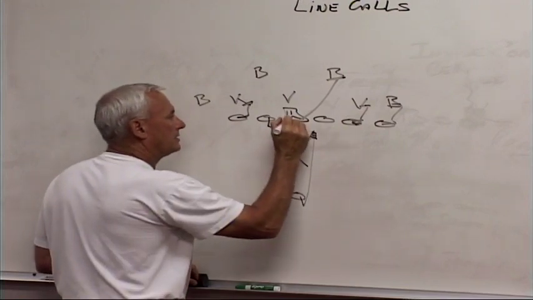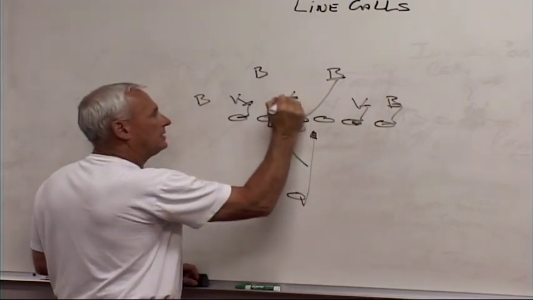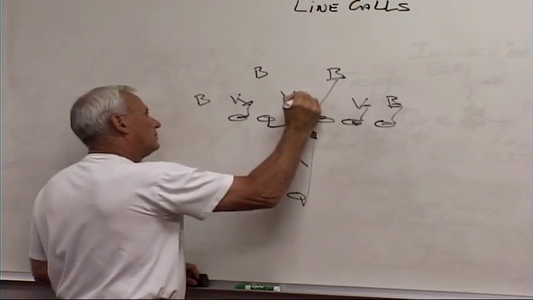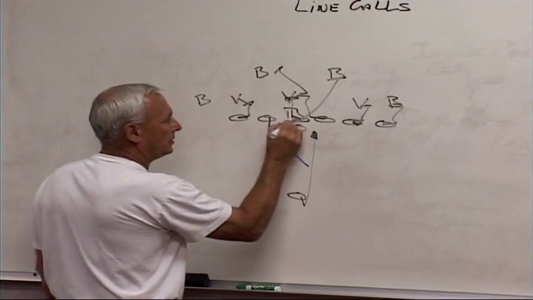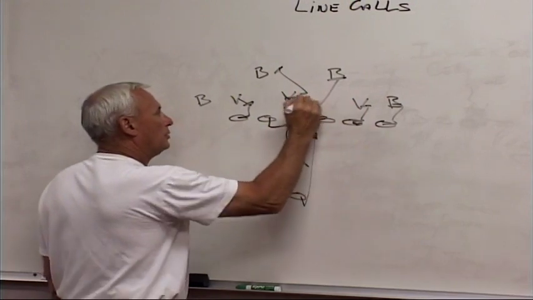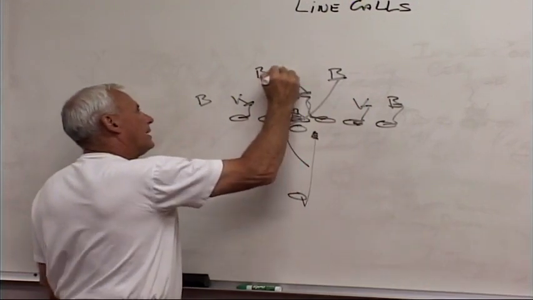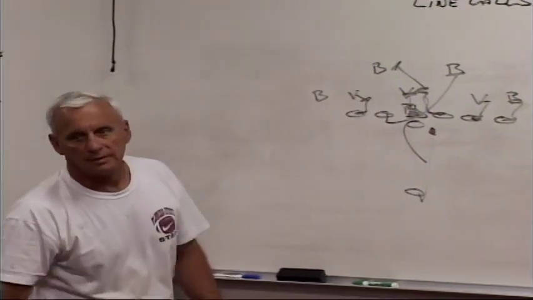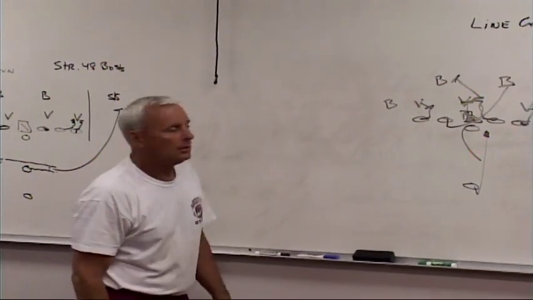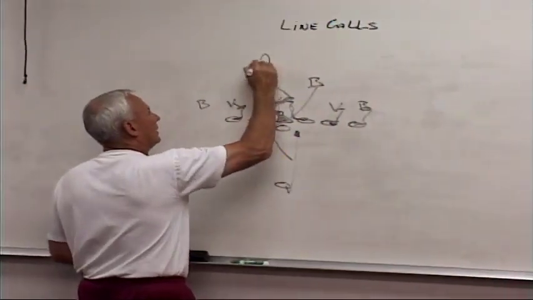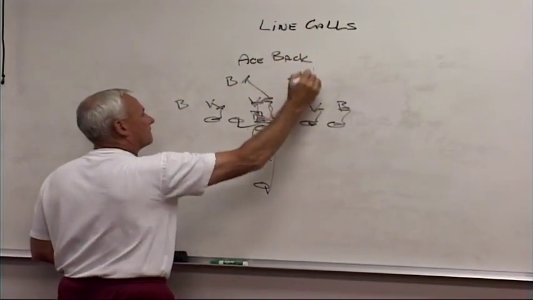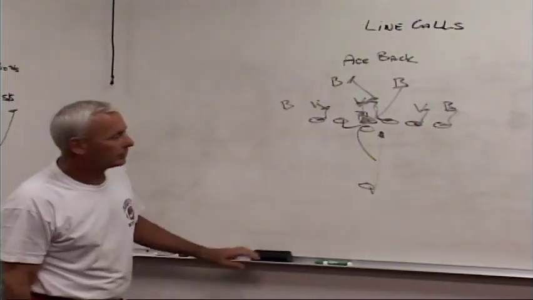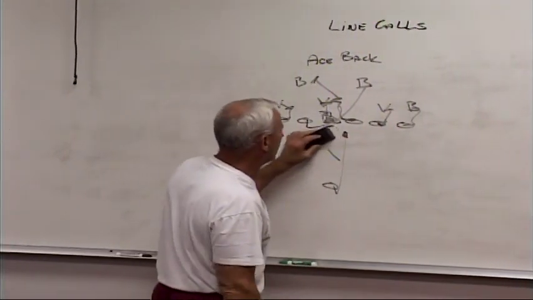Now these two guys, he's going to come off and we're going to ace to the backside linebacker. So these two guys are doubling that nose guard. Boom, ace to the backside linebacker. So we call it ace back. Okay? It's not real complicated. We call it ace back.